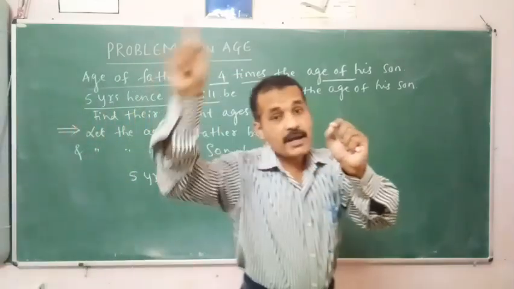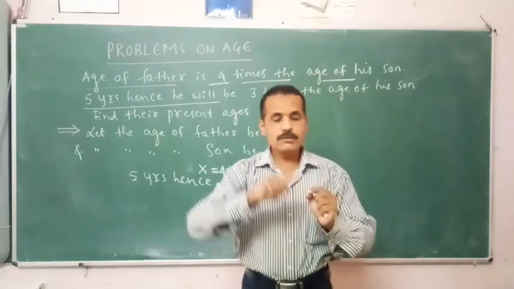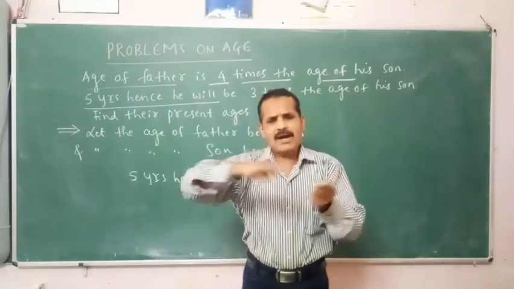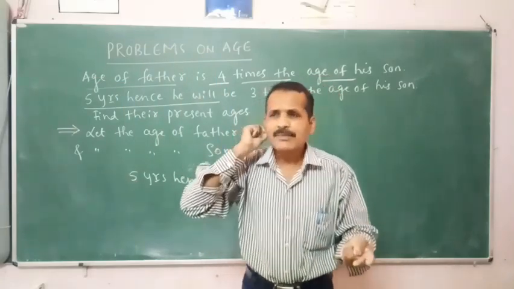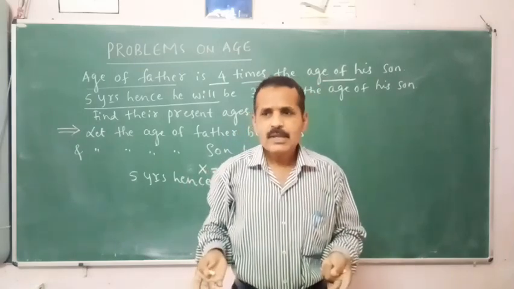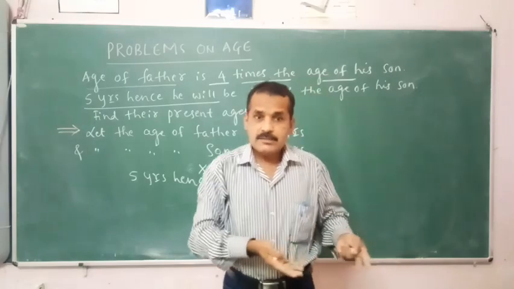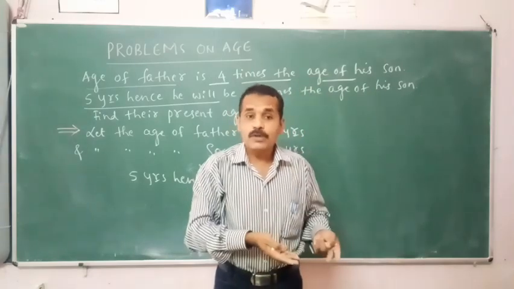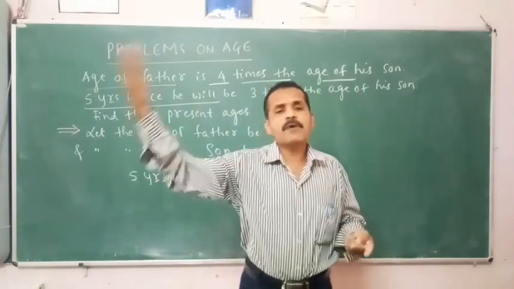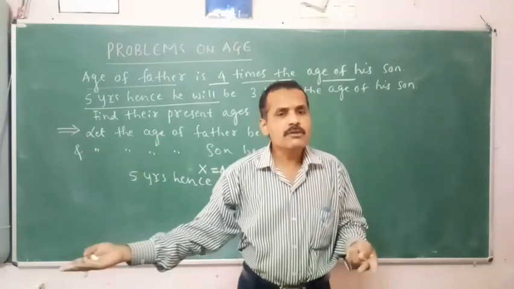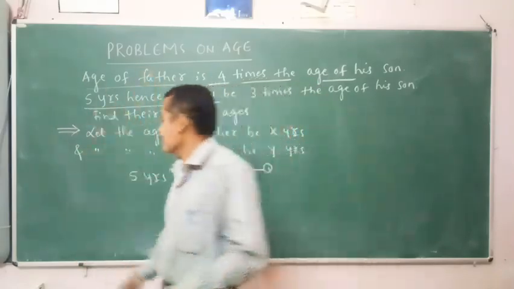Father also will grow by 5 years. Son also will grow by 5. Both will be increased by 5 years. For example, I am now 45. After 5 years, I will be 50. My son, say now he is 15 years old in 2020. After 5 years, 15 plus 5, he will be 20 years old. This is called after 5 years.